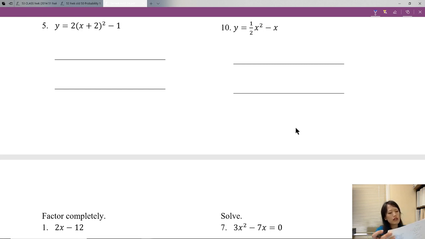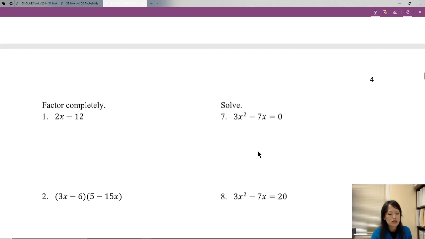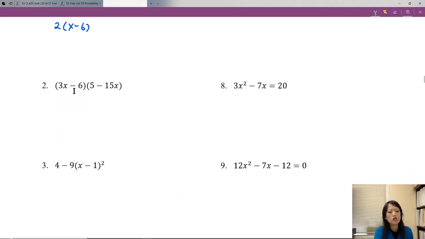Factor completely. These are really straightforward. Remember, if there's nothing, just factor this one, right? Just take it out. Nothing tricky. Number 2, can we factor further? What needs to be factored further, Kiana? Can this be further factored? Yes, what's in here? 3. What's in the other one? 5, so take them out. Take out the 3 here, so x minus 2. Take out the 5 there, divide by 5. That's it. Next one.